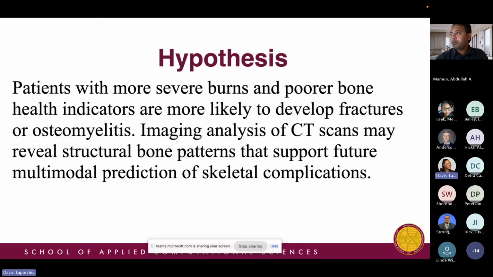So, what is my hypothesis? My hypothesis is that patients with more severe burns and poor bone health indicators are more likely to develop fractures or osteomyelitis. Additionally, CT imaging may reveal structural patterns that support future multimodal predictions.